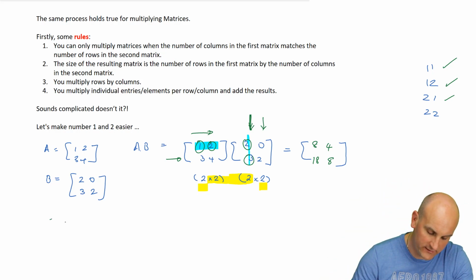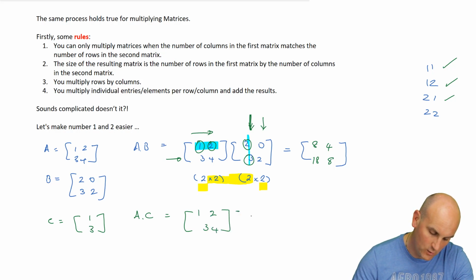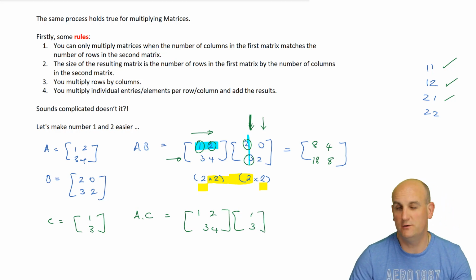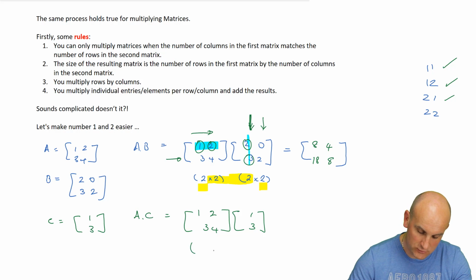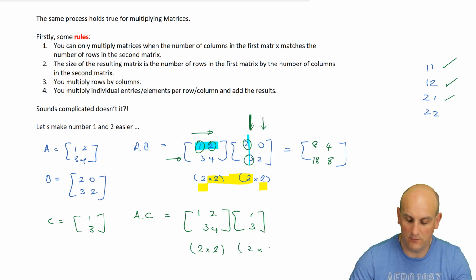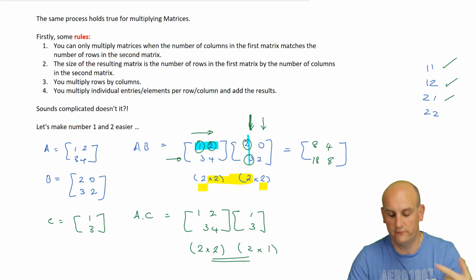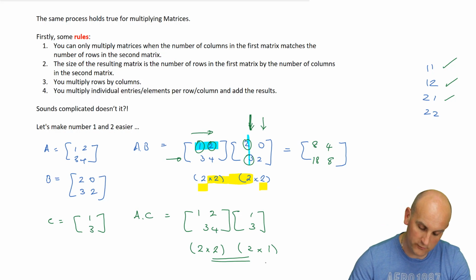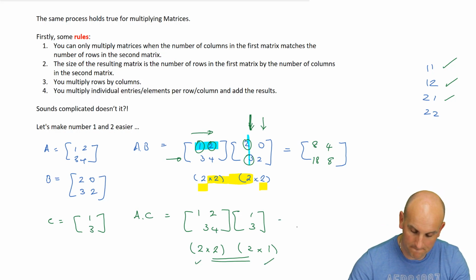So what if I had matrix C now as 1, 3? Can I do A times C? Well, here is A, 1, 2, 3, 4, and here is C, which is 1 and 3. The first thing you've got to do is check. A is a 2 by 2. How many rows does C have? 2. How many columns? It has 1. Are these middle two things the same? They are. So I can multiply them together and my output will be a 2 by 1.